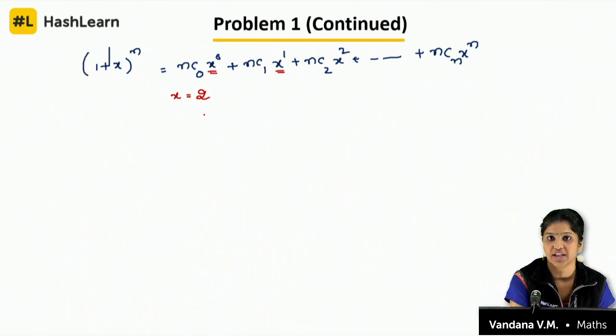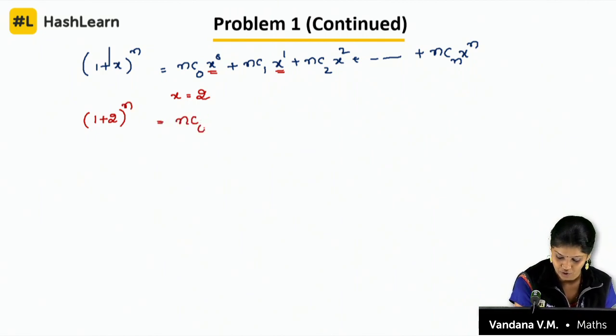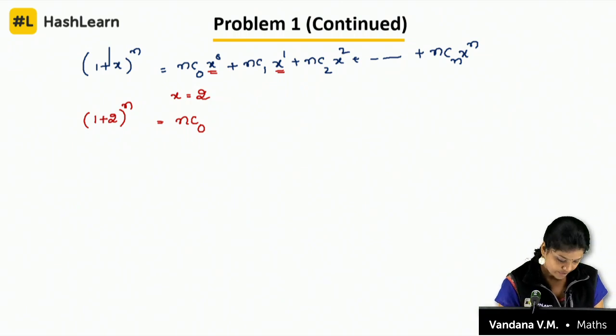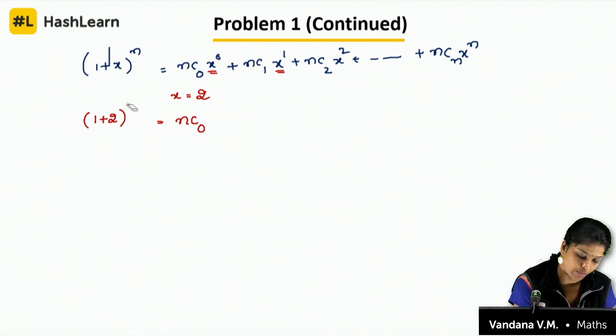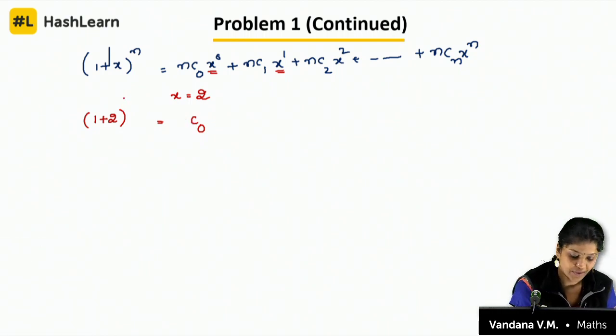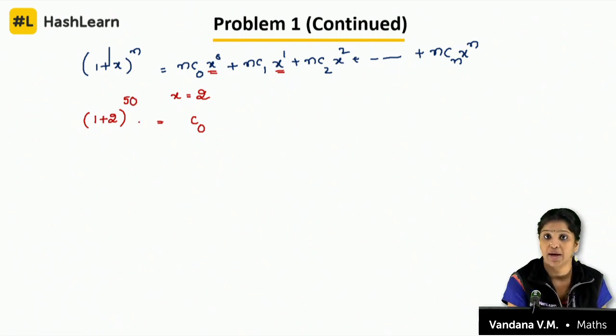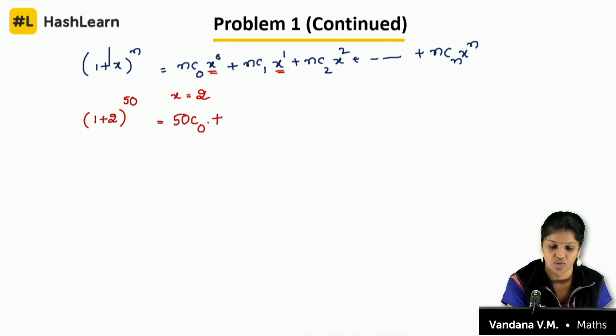I am going to substitute x is equal to 2. Please write here (1 plus 2) whole power n is equal to nC0, and we will directly put the n value also as 50, because one more step is not required. Here itself I will make it whole power 50, n value I took as 50. 50C0 plus 2 power 0, and 2 power 0 is 1 only.